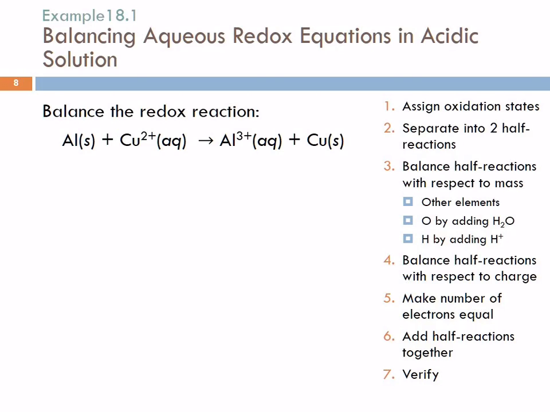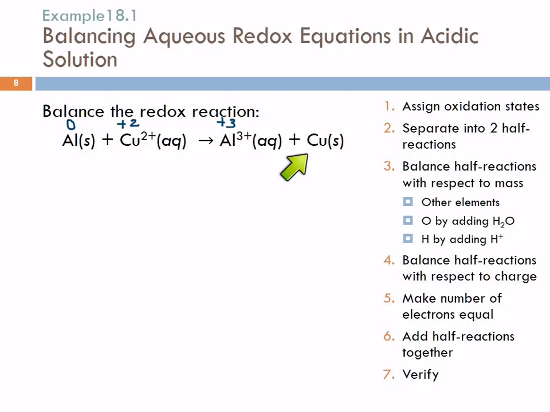Zero. So this is 0. What's the oxidation state of Cu2+? It's +2, same as the charge. Over here, aluminum 3+. I could start calling on people by name. What's the charge on aluminum 3+? Thank you. Plus 3.